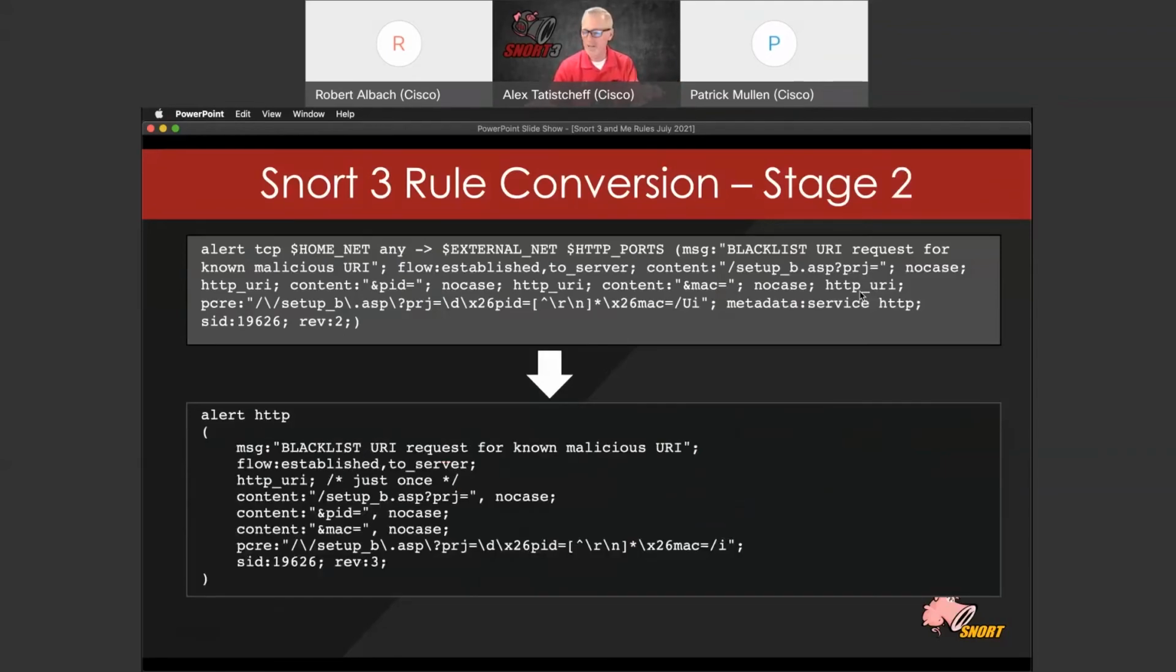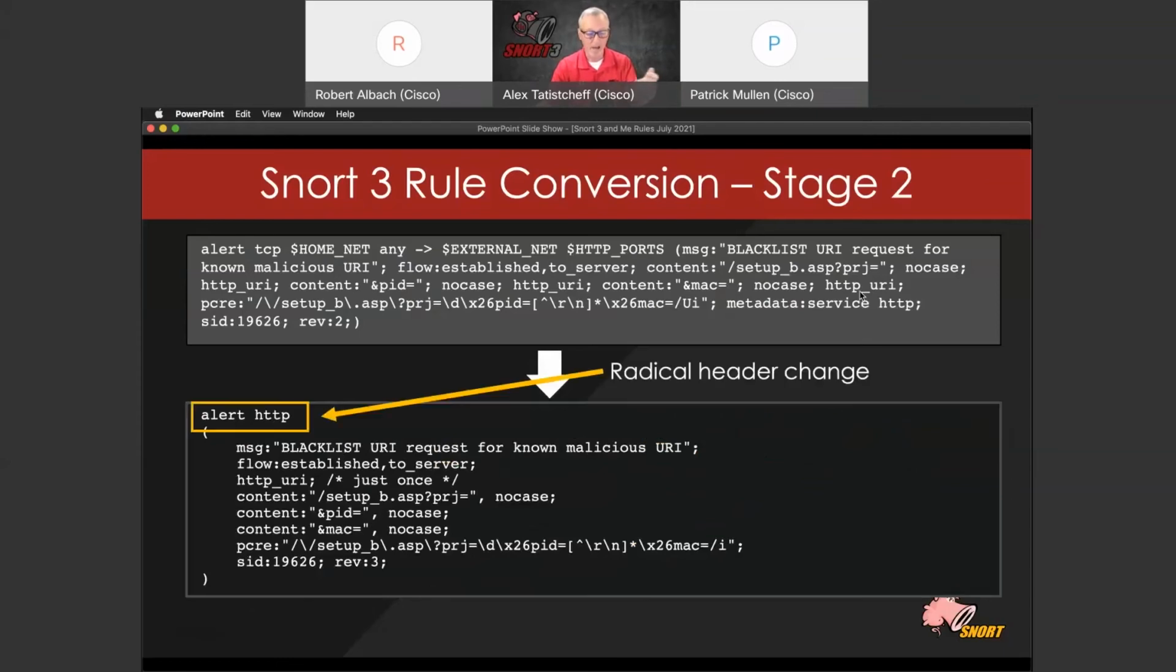Okay, now what I'm calling stage 2 is let's go beyond the automated. Let's go in and edit some of these rules ourselves, take advantage of some of these Snort 3 features and make them better. So what we've done here is I went ahead and said, you know what? I think this rule is accurate enough that I don't need to have all that source, destination, external stuff. I'm going to replace that with just alert HTTP because it's easier and it's simpler. It's easier to read, easier to maintain. I mean, let's just face it, it's simpler.